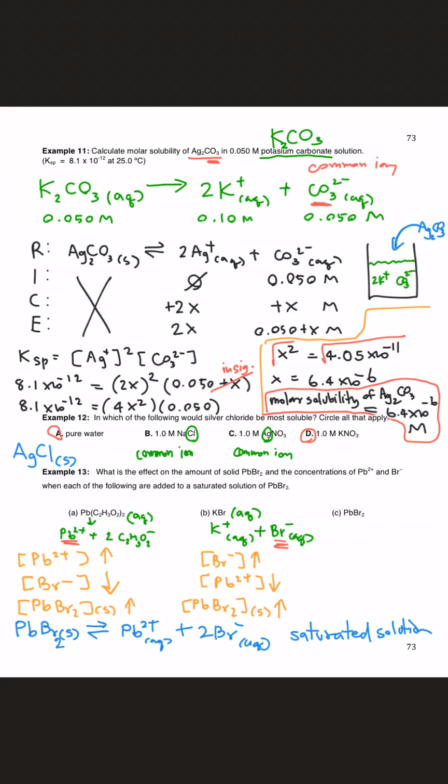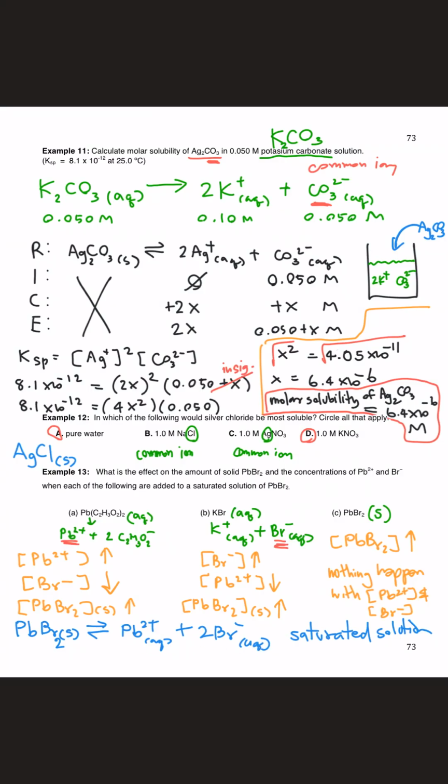Next, action C is adding lead bromide into the lead bromide saturated solution. Lead bromide, if you look up the solubility rules, you will see that lead bromide is going to be an insoluble ionic compound or solid. This lead bromide is the same as the lead bromide in the solution. Therefore, by adding more of the solid, the amount of the solid will increase. However, the amount of the ions will stay the same.